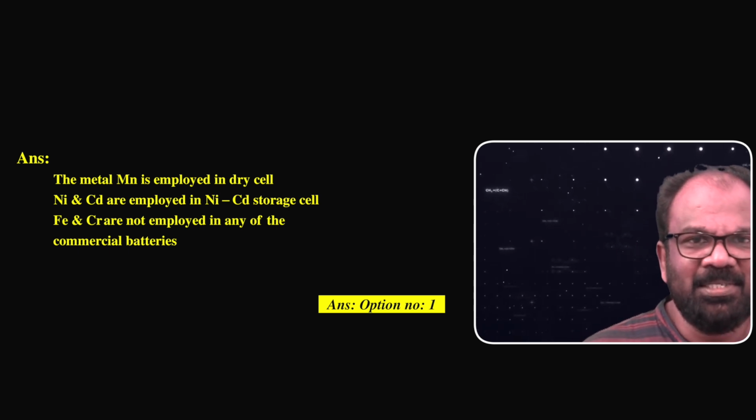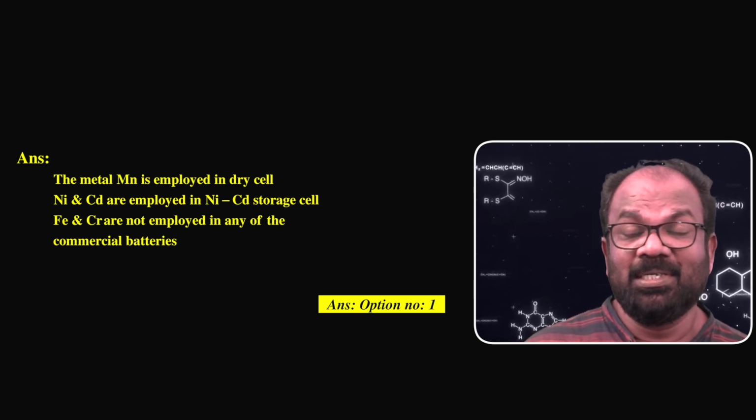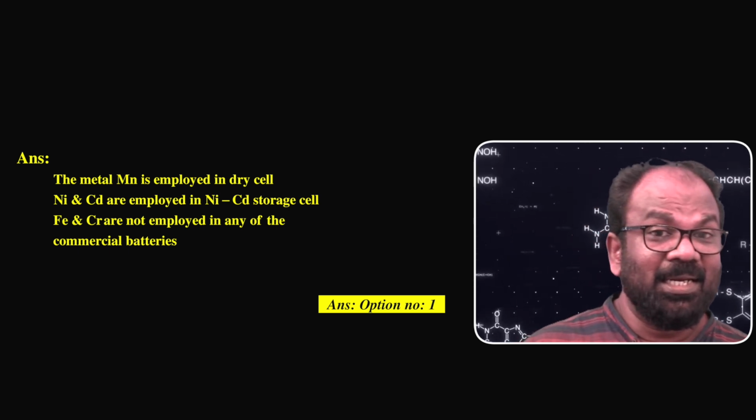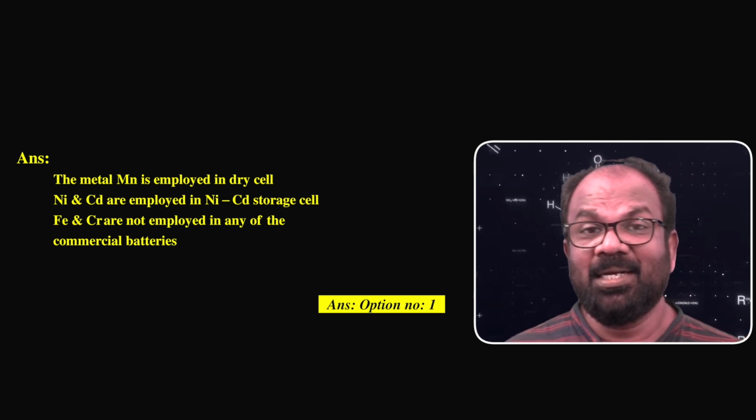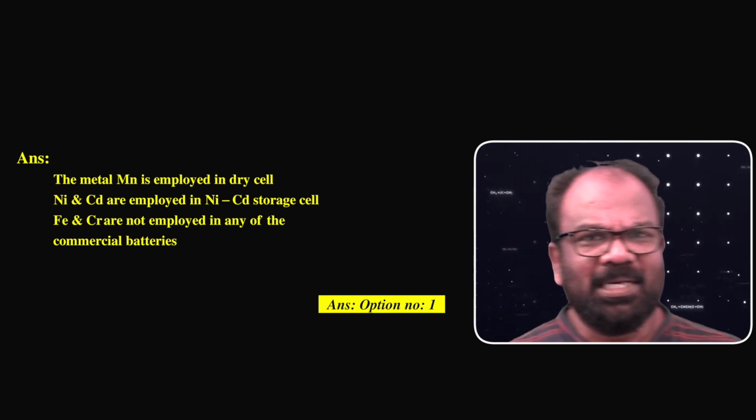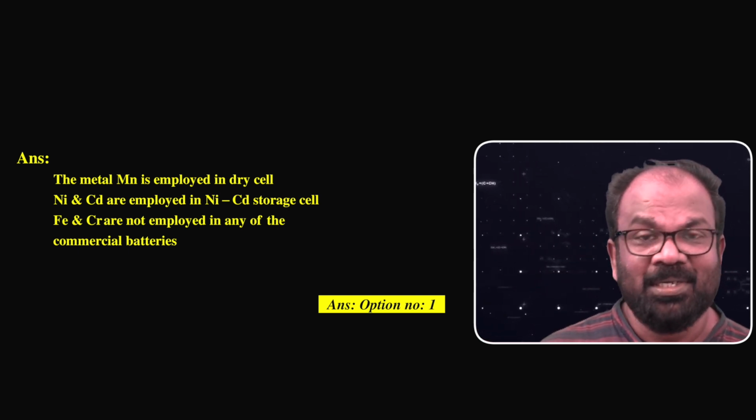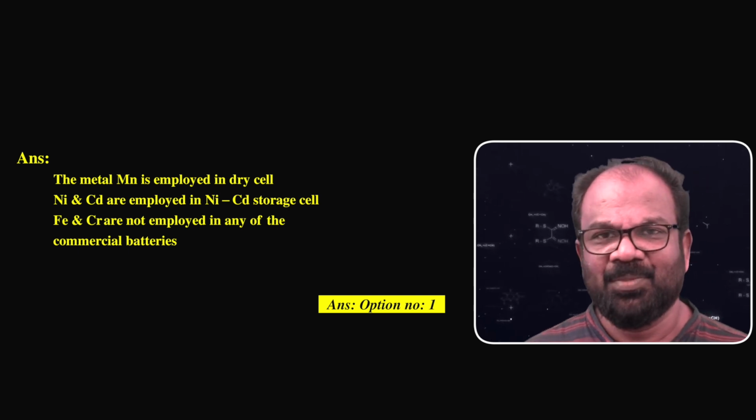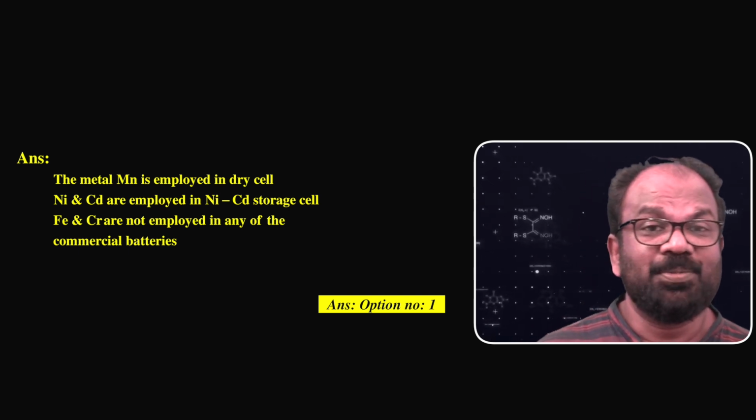As we know, in commercial cells, manganese is employed in dry cell. Nickel and cadmium are employed in nickel-cadmium storage cell. But iron and chromium are not employed in any of these commercial cells. So here the answer is option number 1.